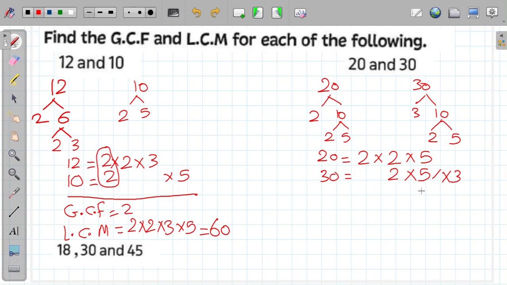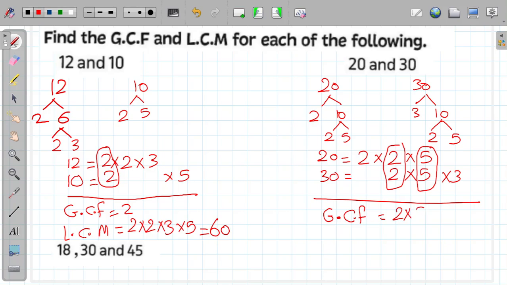Okay, next I will find the common factors. I have here 2 and 5. Okay, so the greatest common factor will be 2 by 5, and 2 by 5 equals 10. So the greatest common factor equals 10.